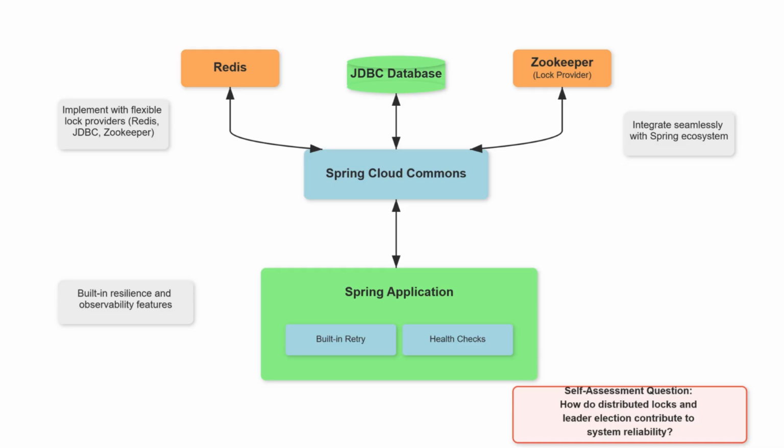So we've covered the necessity of coordination, the power of distributed locks, and the elegance of leader election. You now have a solid foundation for building highly reliable distributed systems. To wrap up, think about this. How do distributed locks and leader election contribute to making a system more reliable and consistent in the face of failures or high concurrency?